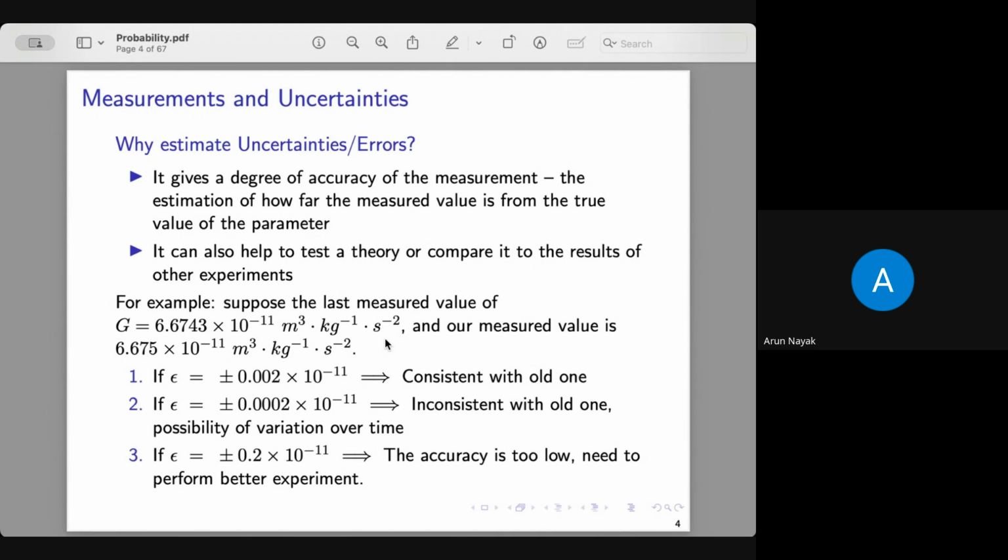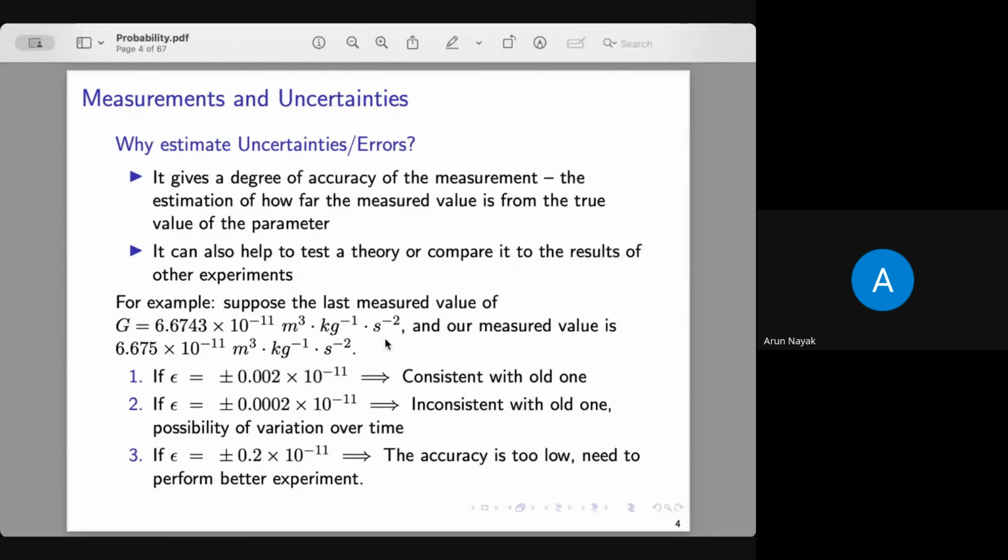Or to know how far the measured value is compared to your theory or the previously measured values. And also it can help to test a theory. For example, you can say, okay, my measured value is this many standard deviations from the theoretical predictions, or previous measurements. Okay. So that also helps to test your theory.